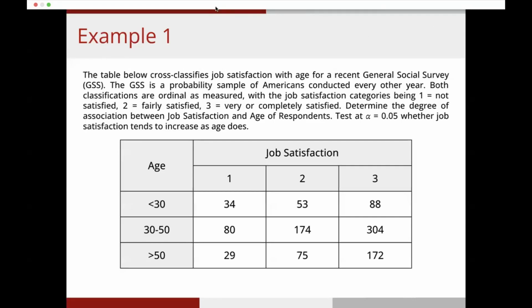Good day, everyone. This is Feikaya, and to better illustrate the concepts behind Goodman and Kruskal's gamma statistic G, let me guide you in answering the following example.